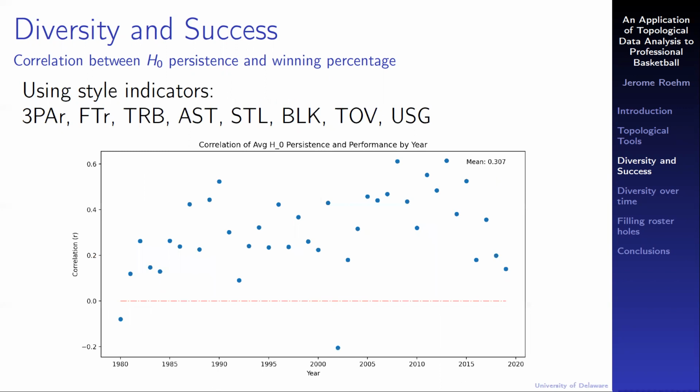While we cannot draw a picture of a point cloud in more than 2 or 3 dimensions, the concepts still hold perfectly well. Here I have selected 8 statistics that measure playing style: 3-point attempt rate, free throw rate, rebounding, assists, steals, blocks, turnovers, and usage rate. Each year, on each team, an 8-dimensional point cloud is formed. Then persistent homology is used to measure diversity on each team. Then for each year, we find the correlation between average H0 persistence and success. The results are shown. Notice that while the correlations are far from perfect, they are almost always positive, robustly indicating that diversity can help lead to success.